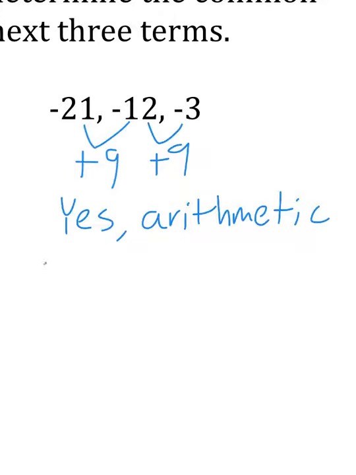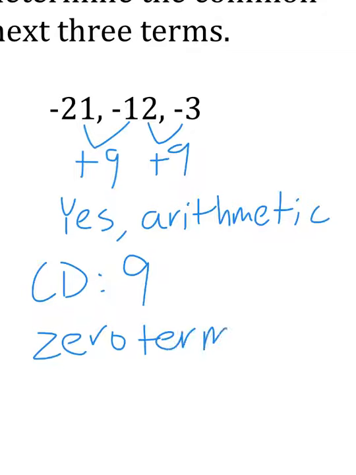So then we want to figure out the common difference. Well, we know the common difference is 9. And then the zero term. If we're adding 9 each time, then we want to subtract 9. So our zero term is going to end up being negative 30. You can just take negative 21 minus 9. Always double check that. Our zero term is negative 30.